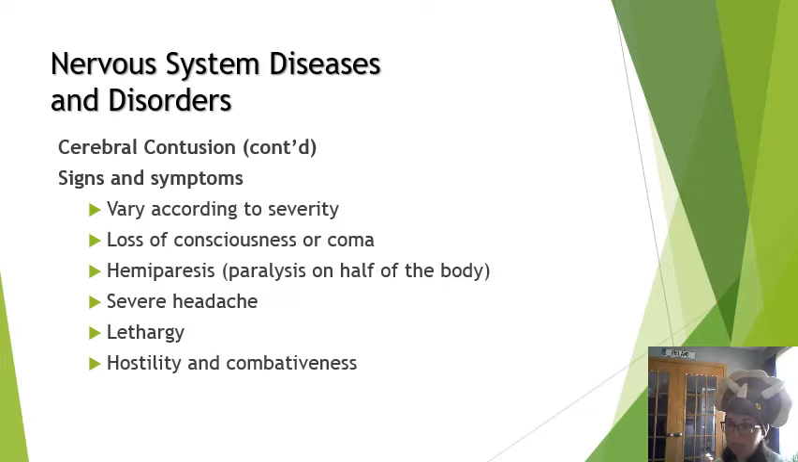Signs and symptoms of a brain contusion would vary according to severity. There would be a loss of consciousness or even coma. Hemiparesis, that is hemi meaning half and paresis meaning paralysis, would mean that the patient would become paralyzed on one side of the body or the other. Severe headache would be an understatement, and lethargy along with potential hostility and combativeness would be recognized in the patient.